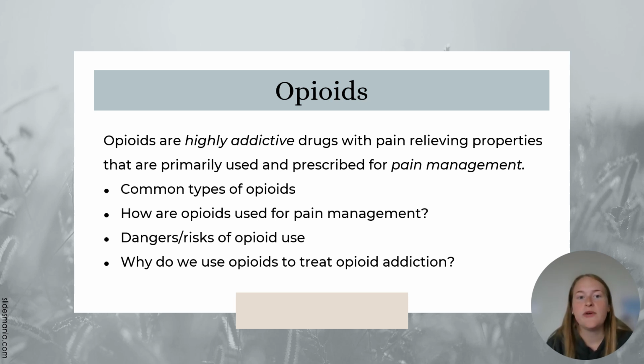So how are opioids used for pain management? What they do is they'll bind to receptors in the brain that reduce the brain's ability to receive pain signals from the rest of the body. They also have the potential to reduce emotional pain due to the euphoric effects that we discussed.